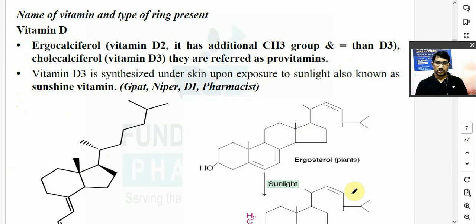In this slide you can see the synthesis of vitamin D.